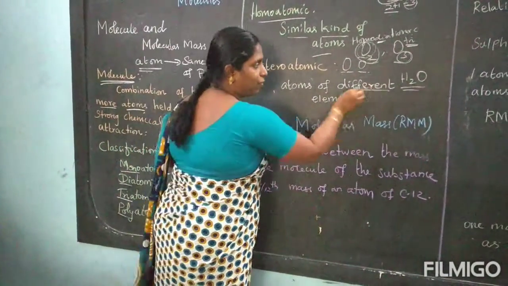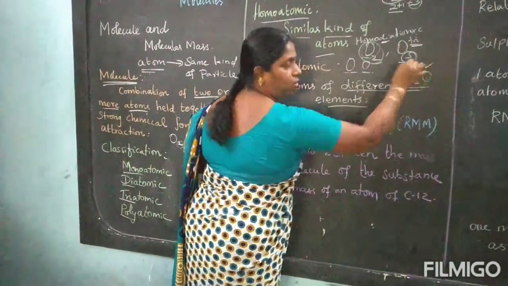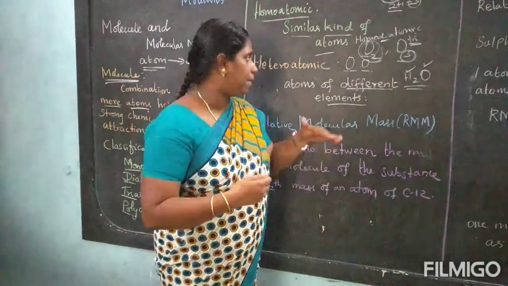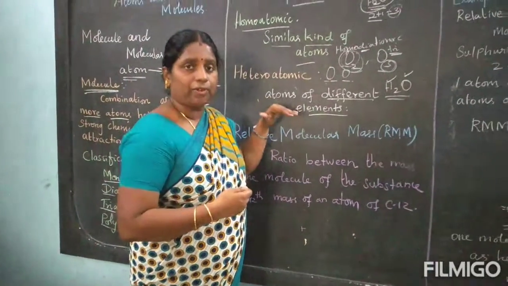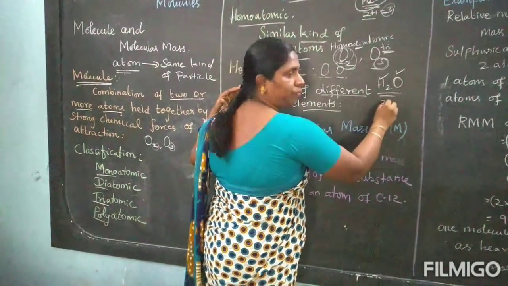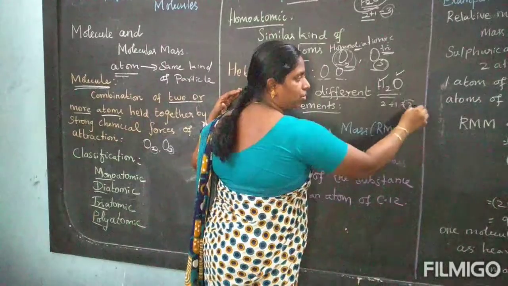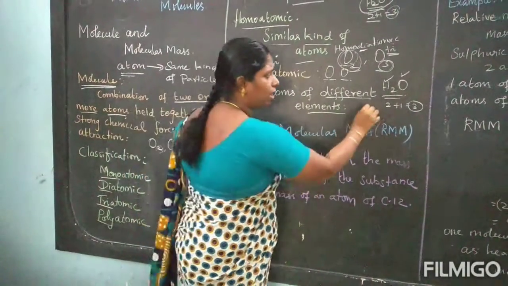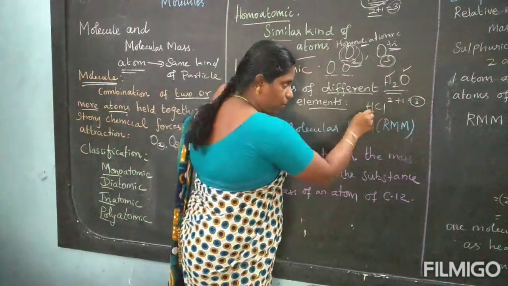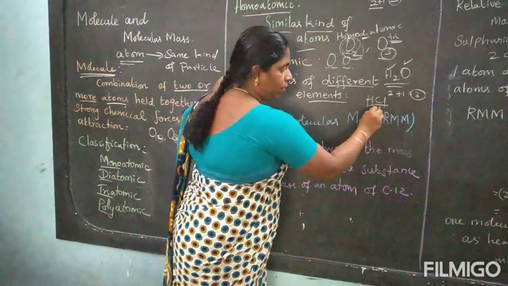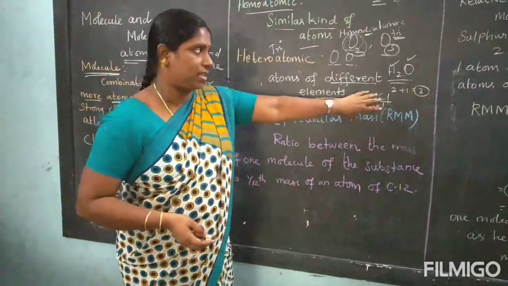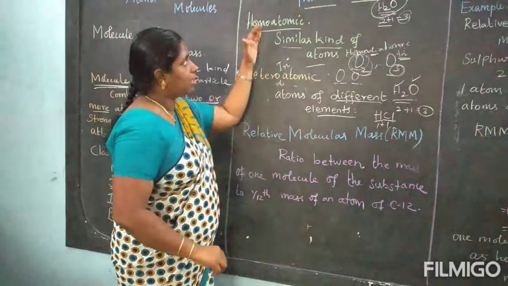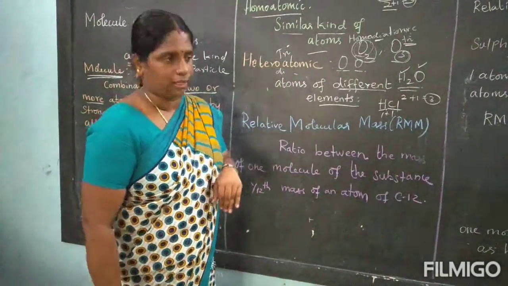So atoms of different elements, meaning hydrogen and oxygen. Not only water, but also sulfuric acid and carbon dioxide. These are all examples of heteroatomic. With hydrogen 2, oxygen 1, totally 3 atoms, 3 means tri, so it is hetero-triatomic. If you take hydrogen chloride, hydrogen 1, chlorine 1, totally 2. If 2 atoms are present in a compound, you say hetero-diatomic. So these are all the classifications of molecules.